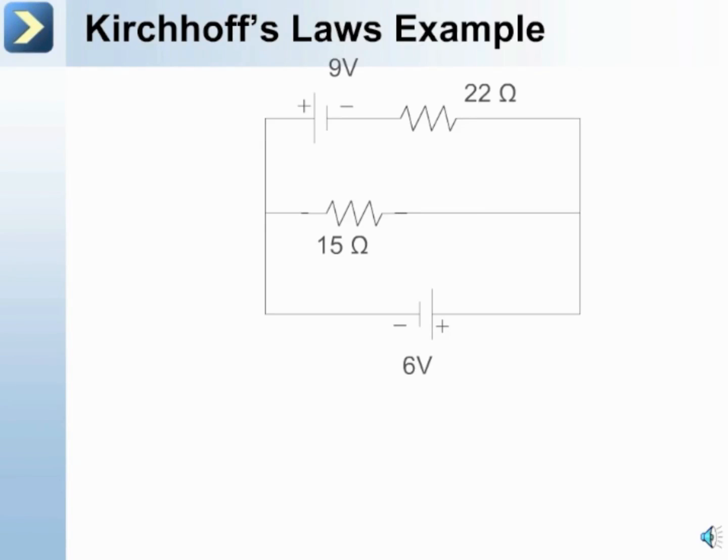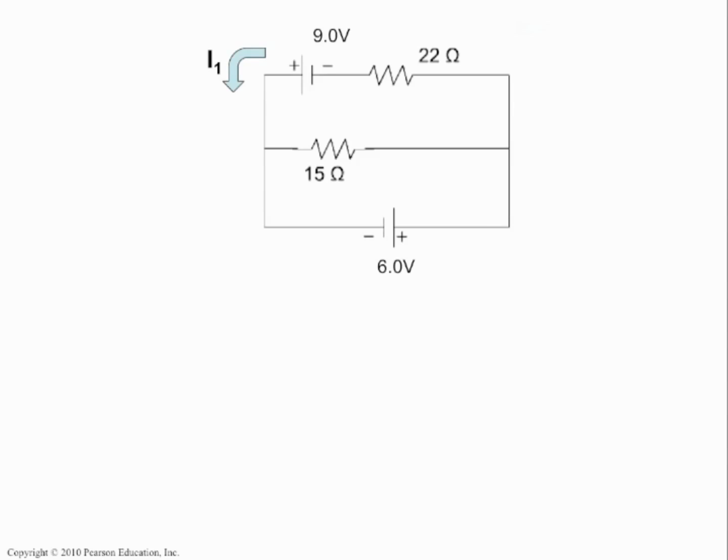So here's an example of Kirchhoff's laws. We have 2 different loops here. We have a top loop and a bottom loop. And on the bottom loop, there's a 6-volt battery. On the top loop, there's a 9-volt battery. And we're going to try to figure out the currents through the different branches, through the different resistors. We're going to make our guesses.